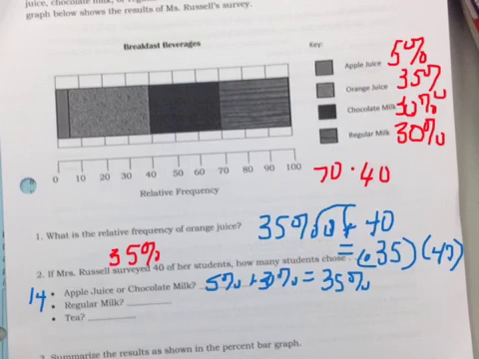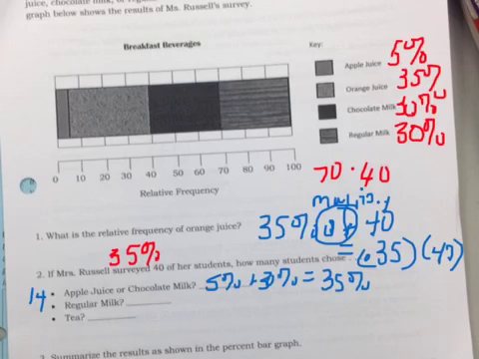Remember, the word of usually means multiply when you're thinking it in your head. 35% of 40 means we're going to multiply. We don't want to use 35, but we want to use 0.35, a decimal value when we multiply. So multiply 0.35 times 40.